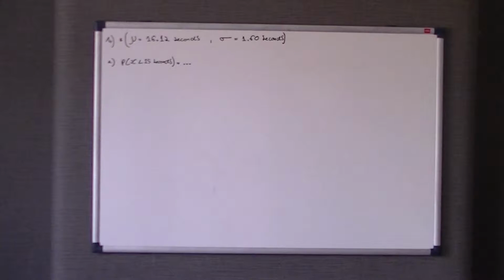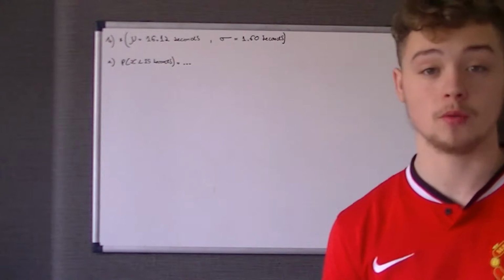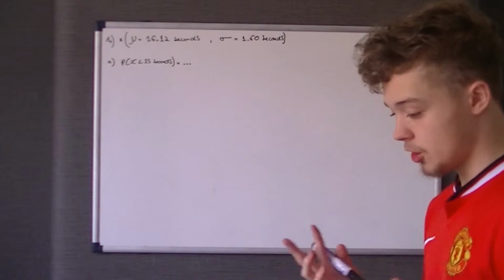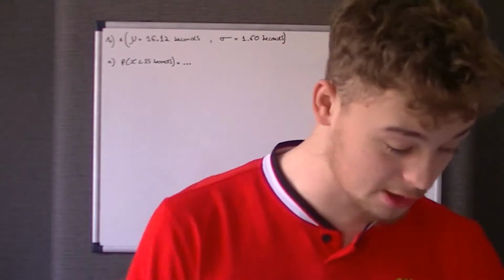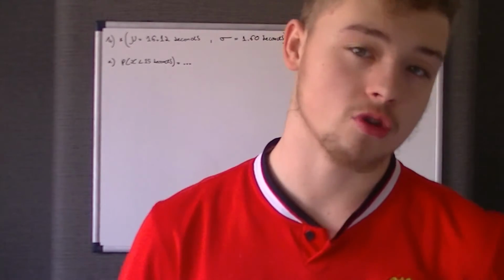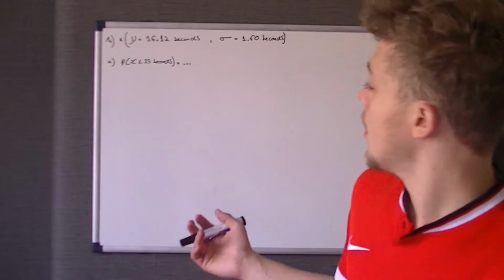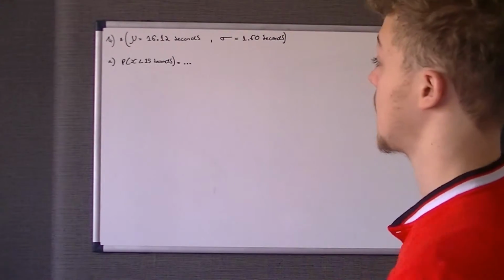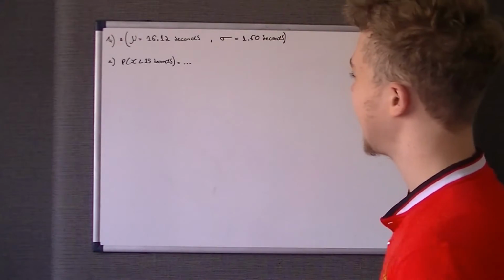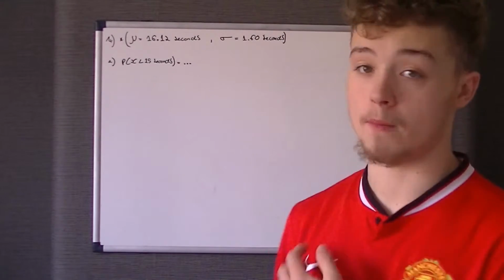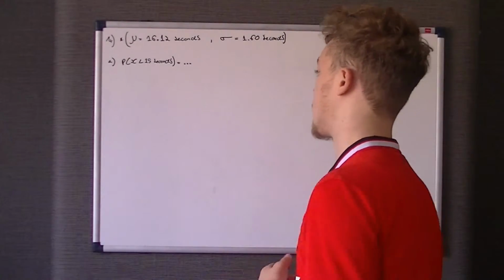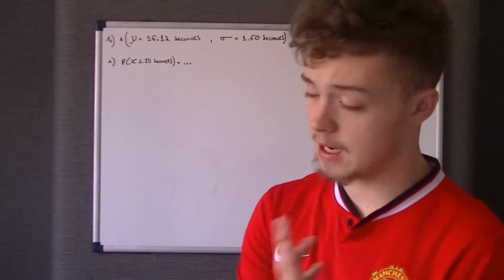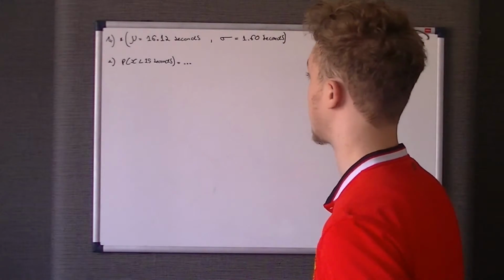Okay, so this question is all about normal distribution, and essentially the case that we're given is the time taken for a couple of people to run a 100-metre race. Now that's completely irrelevant, we don't really need to bother with that, okay? But we're told that the mean time is 16.12 seconds and the standard deviation is 1.6. I put 1.60 just to keep it to the same decimal places, but I was just being pedantic.